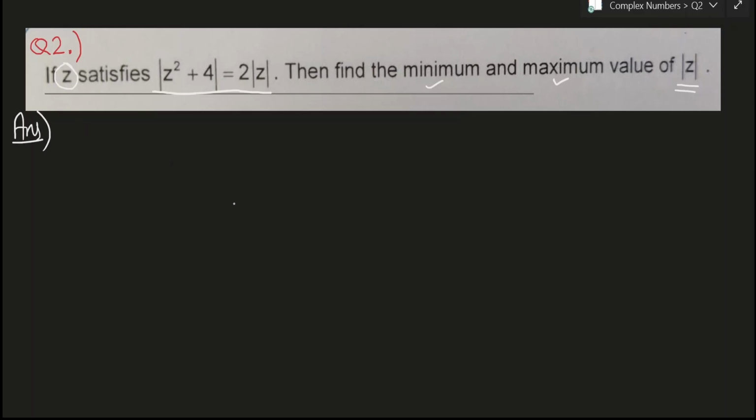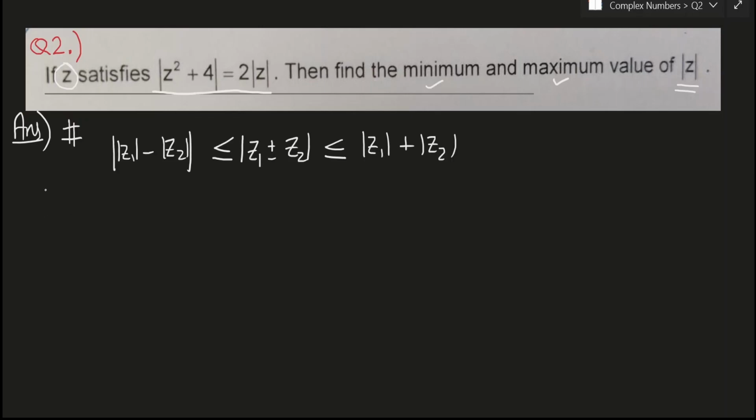Before I begin with the solution, I want to tell a very standard result which I'm going to be using in this particular problem, which you guys need to keep in your mind. Suppose I have two complex numbers z1 and z2, then they will always follow a certain inequality that I'm going to be writing down right now. So this is what I'm going to use here.